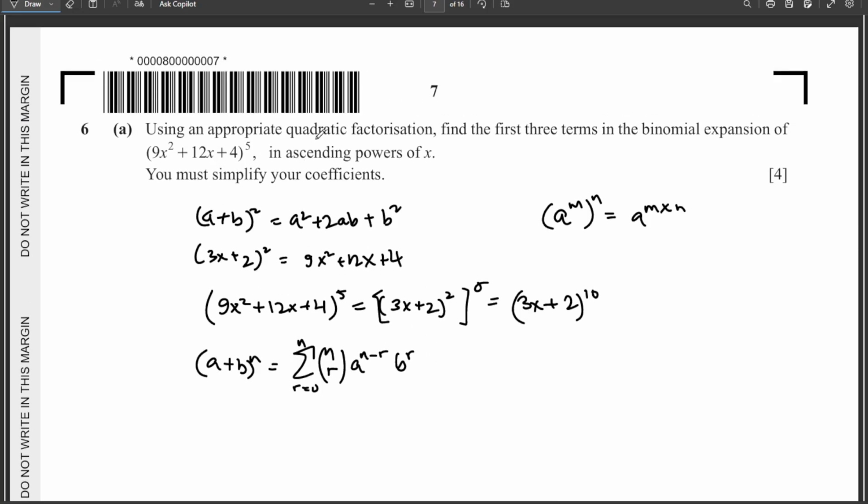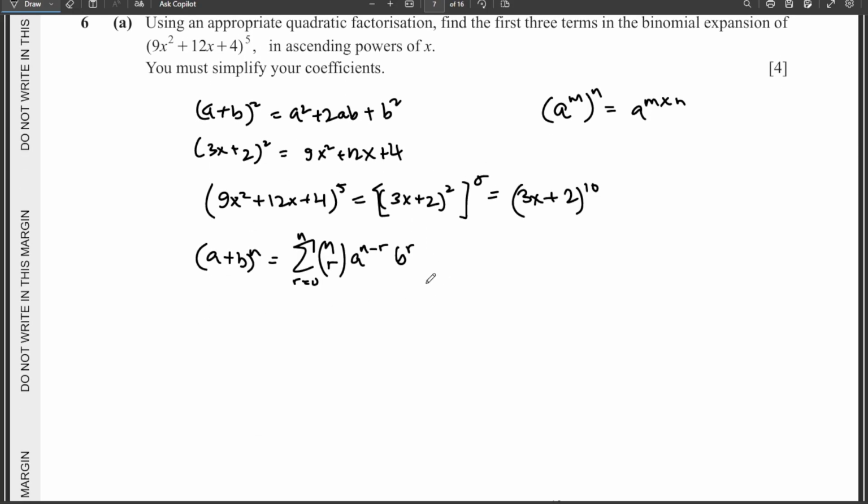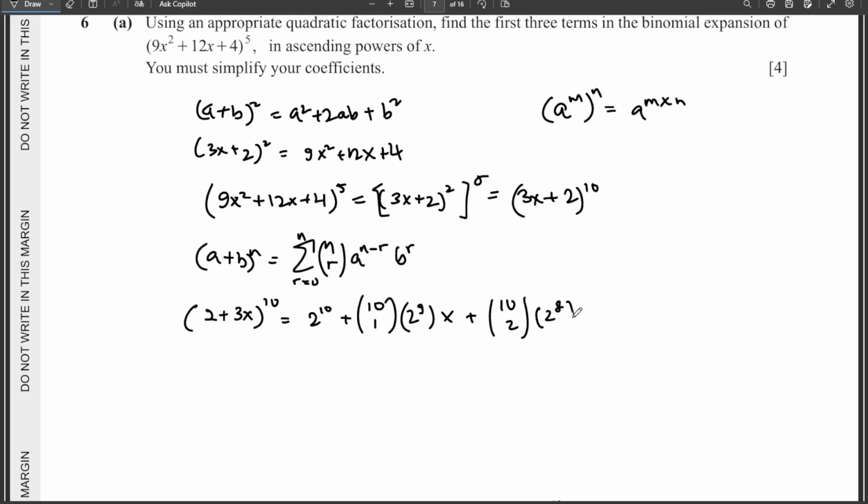Okay, now we want it in ascending powers of x. So I'll write the 2 before the x in this case, so that the a is 2 power of 10, right? So first term, you'll just be 2 power of 10. Second term, 10 choose 1, 2 power of 9 multiplied by x. Third term, 10 choose 2, 2 power 8, 3x squared. Then plus dot dot dot.